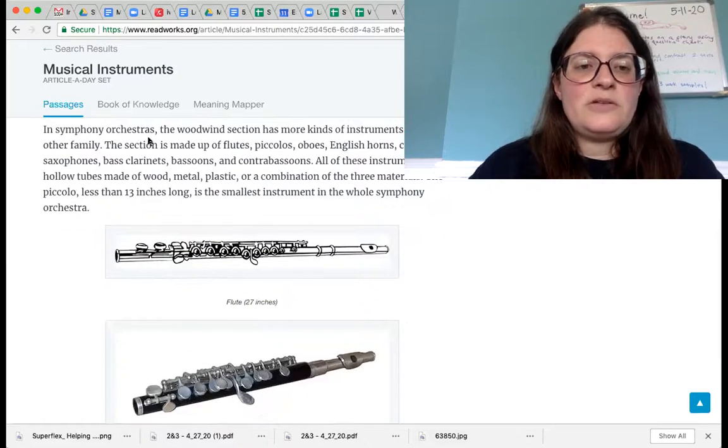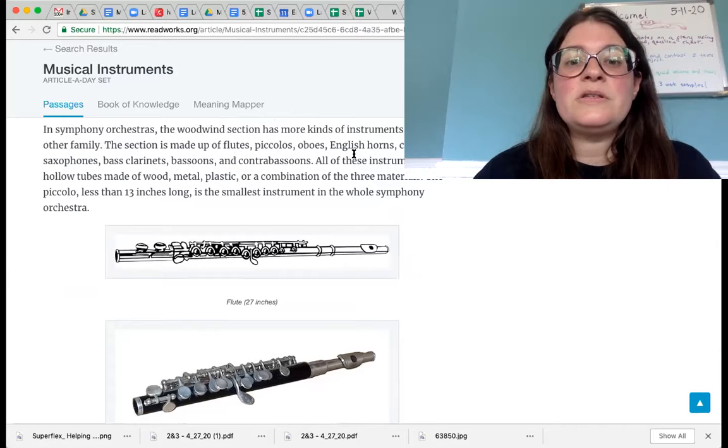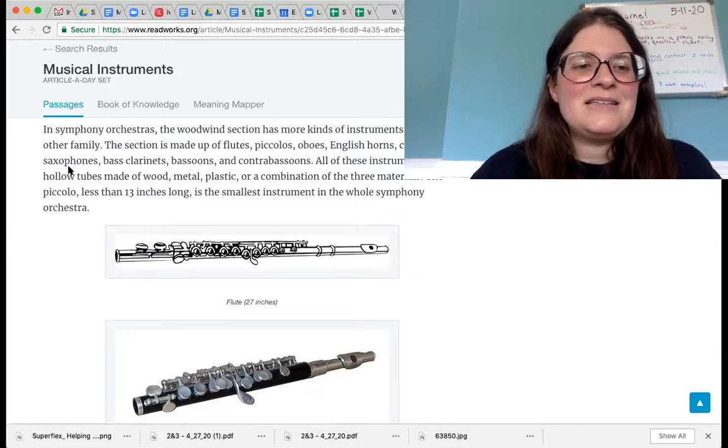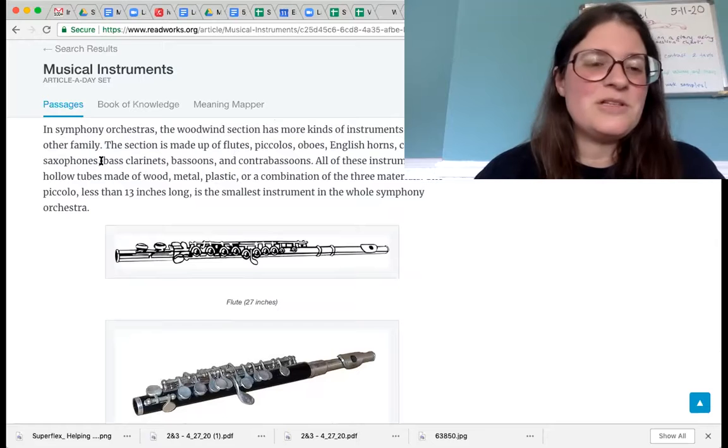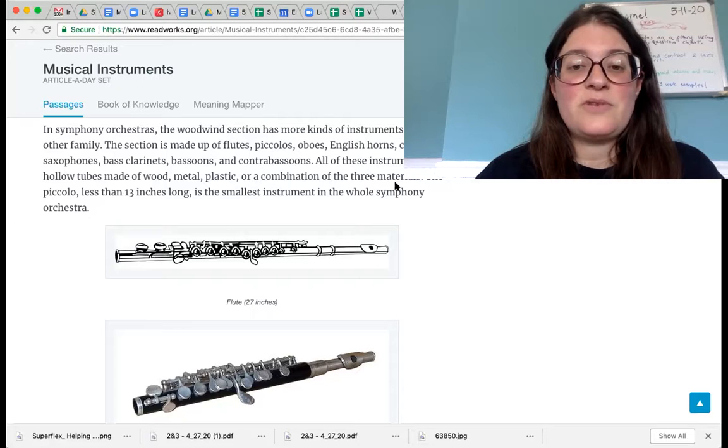In symphony orchestras, the woodwind section has more kinds of instruments than any other family. The section is made up of flutes, piccolos, oboes, English horns, clarinets, saxophones, bass clarinets, I'm getting a little mixed up on my words here. Let me slow down. Bass clarinets, bassoons, and contrabassoons.